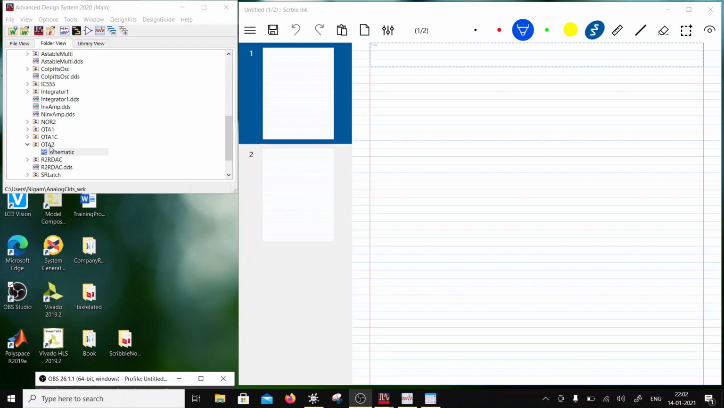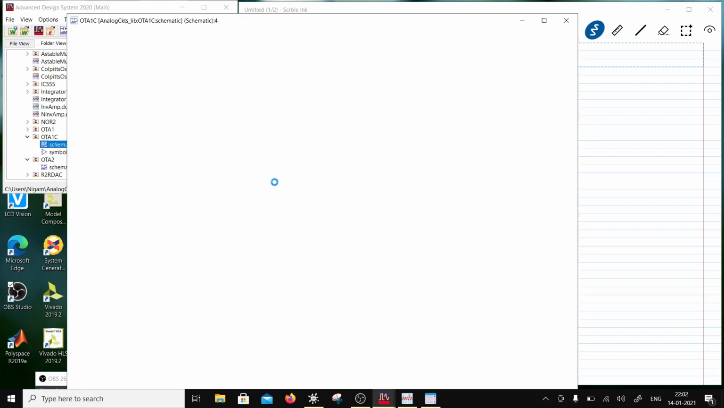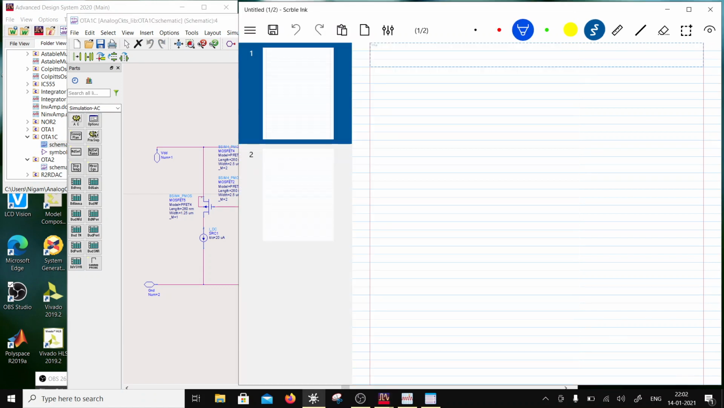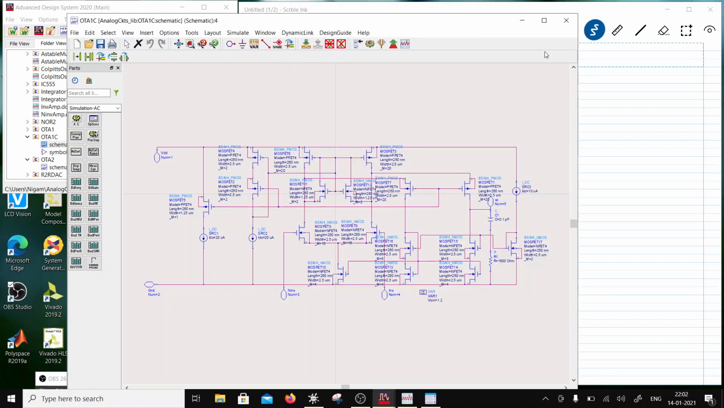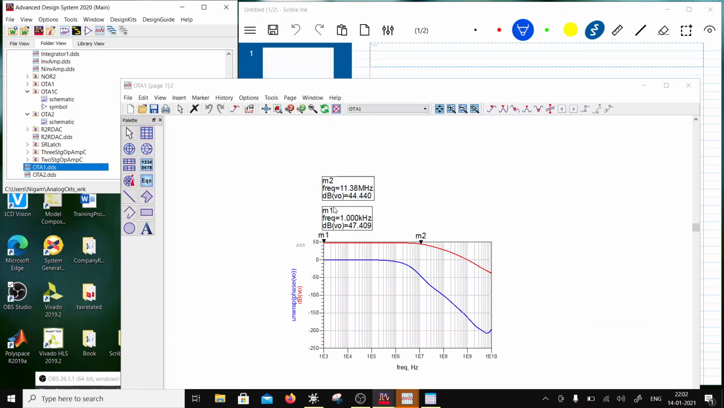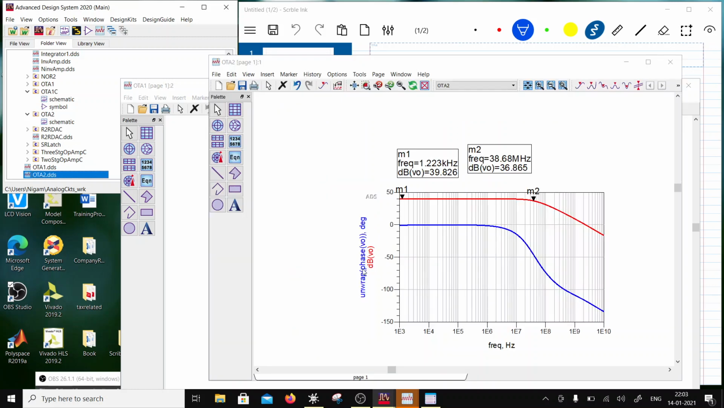So last time I designed a component for a OTA. There were two variants of a OTA. One was a high gain but low bandwidth, and the other is a slightly larger, so slightly larger bandwidth, and these two simulated like this. One of them has a bandwidth of around 11 megahertz and a gain of around 47 dB. The other one has a gain of 39 dB and a bandwidth of 38 megahertz.